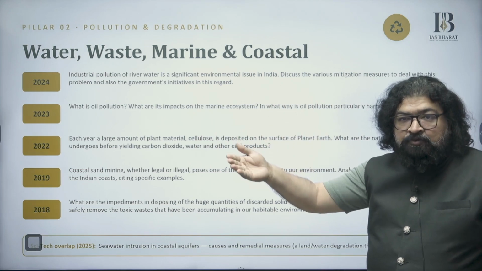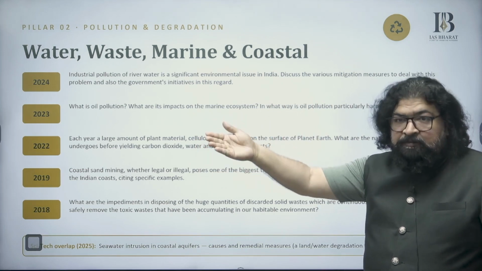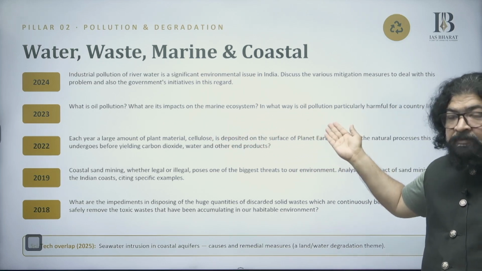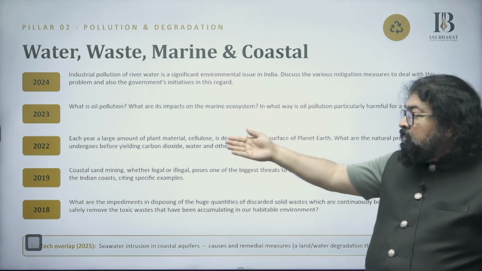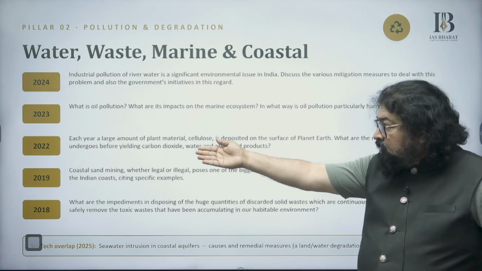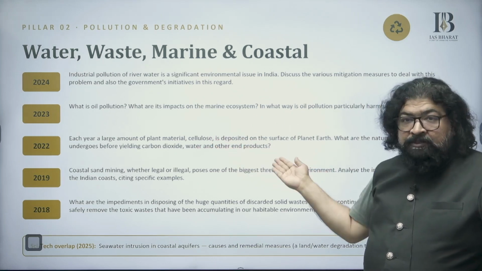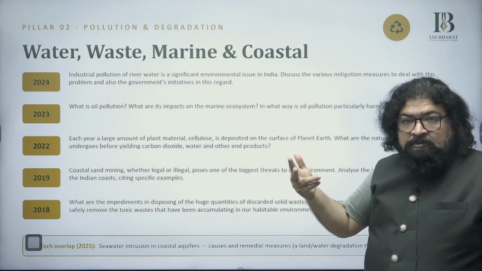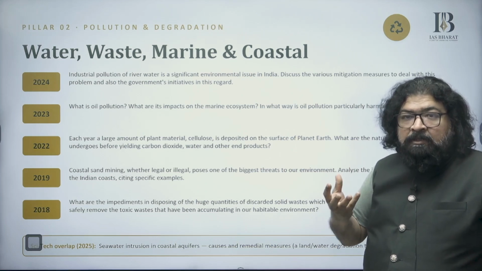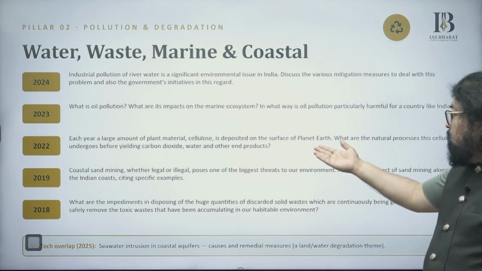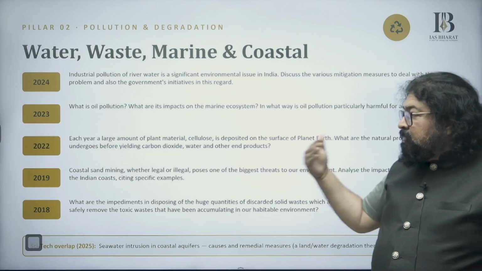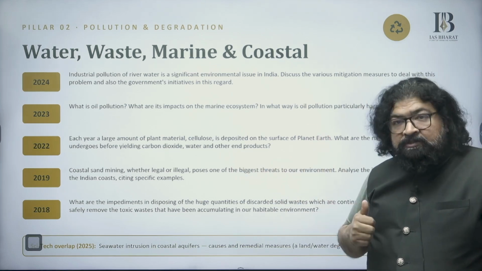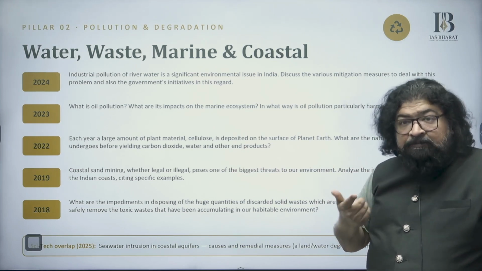2023, oil spill. That was in the current news. So Chennai, that time the oil spill. So what is oil pollution? Then what is its impact on the marine ecosystem? And then water pollution particularly there. Each year a large amount of plant material, now see, 2022, cellulose is deposited. Now linking with the science part, how can we convert cellulose, that is biomass, into some other forms? So given here: what are the natural processes by which it undergoes changes before yielding carbon dioxide, water and other end products? You have to even know about the science behind it.